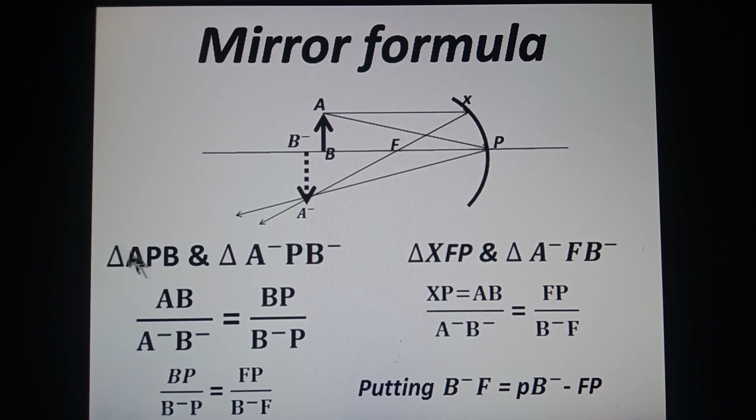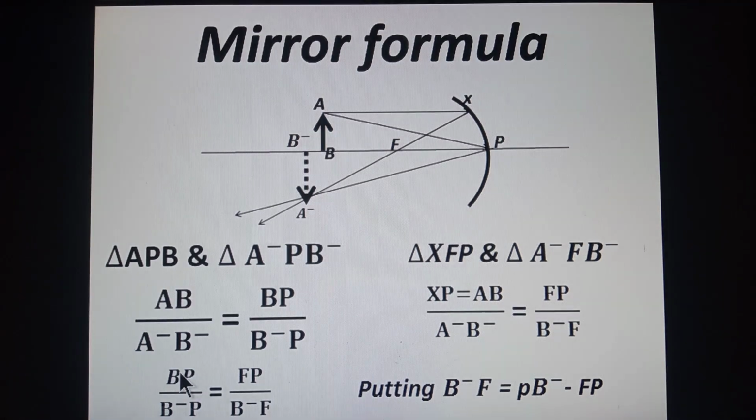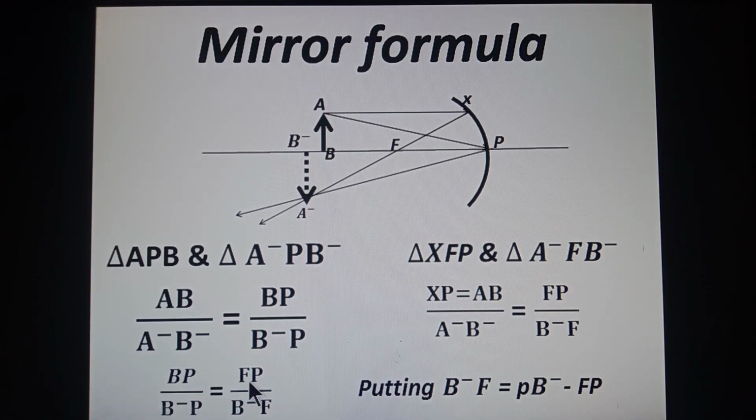Now comparing these two equations, since their left hand sides are equal, therefore their right hand sides should be equal. And we get the right hand side of the first equal to the right hand side of the second. So BP over B prime P is equal to FP over B prime F.